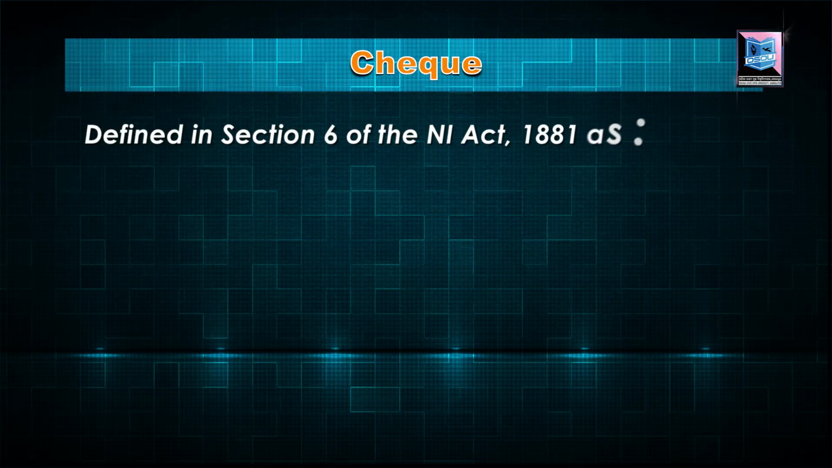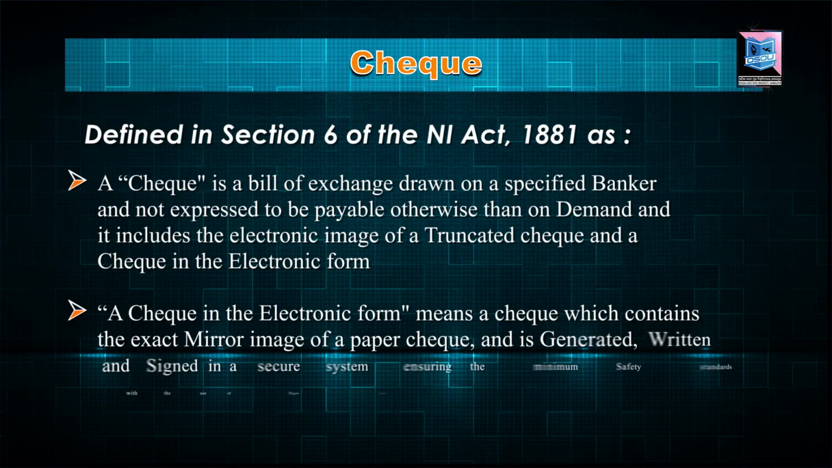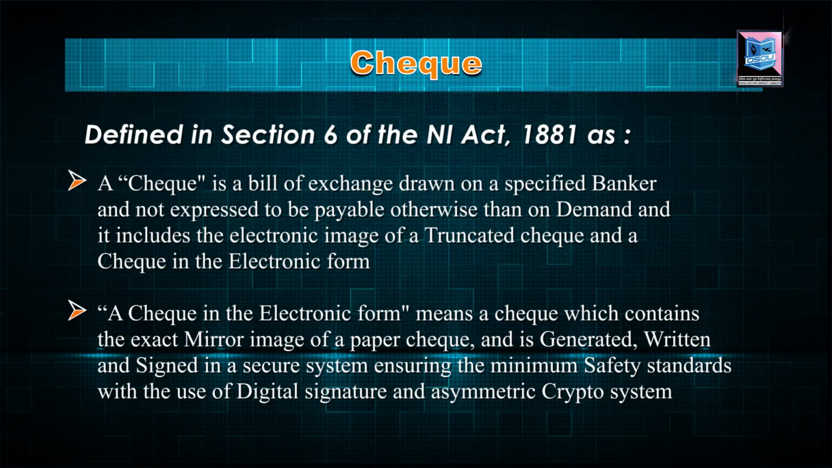With clarity on both of these instruments, promissory note and bill of exchange, we are moving further to an important negotiable instrument, which is the check. The term check has been defined by Section 6 of the Negotiable Instruments Act of 1881. It provides that a check is a bill of exchange drawn on a specified banker and not expressed to be payable otherwise than on demand, and it includes the electronic image of a truncated check and a check in electronic form.